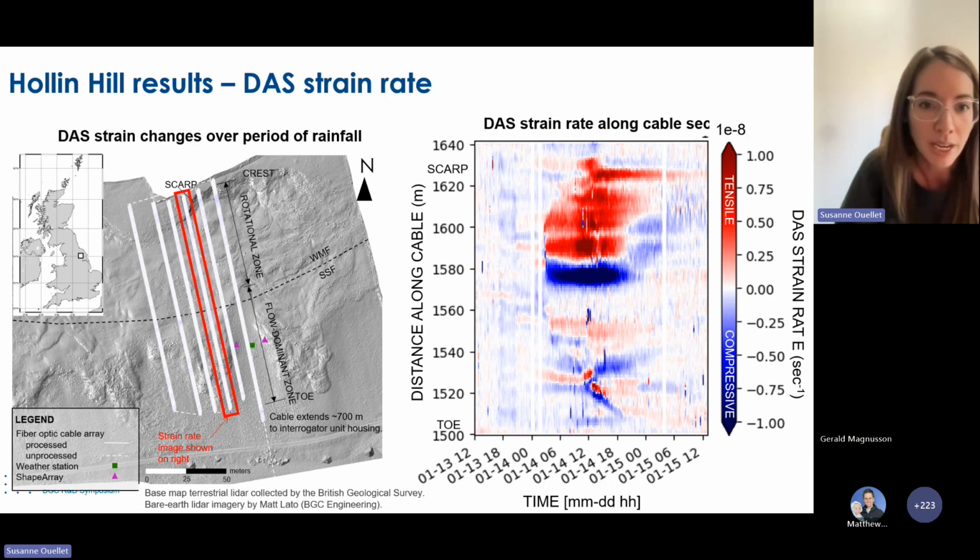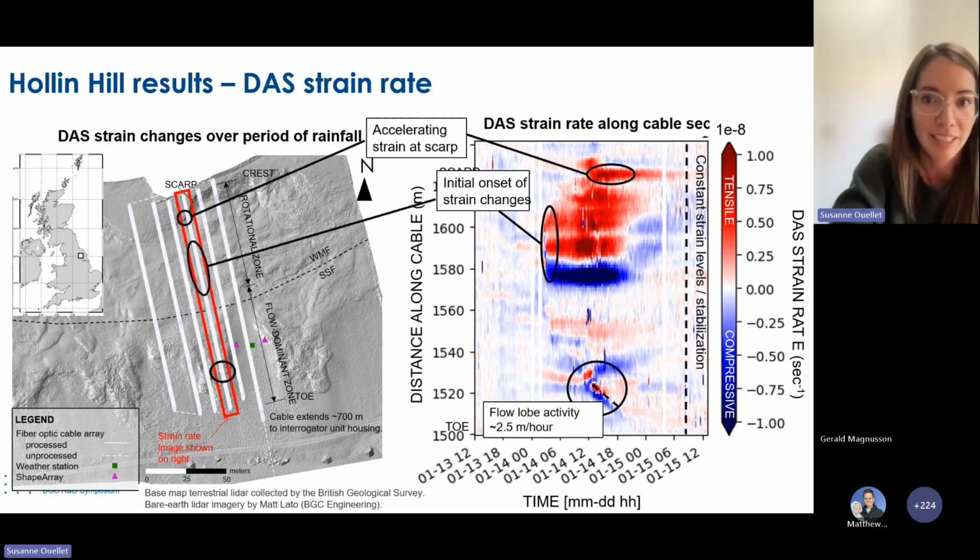And then on the y-axis, this is the distance along the cable. So up here, we're looking at this location along the scarp. Down here, we're looking at the toe. So we can see here that there's this incredible richness of information over this short period, just by looking at these changes in strain rate, which is really exciting.